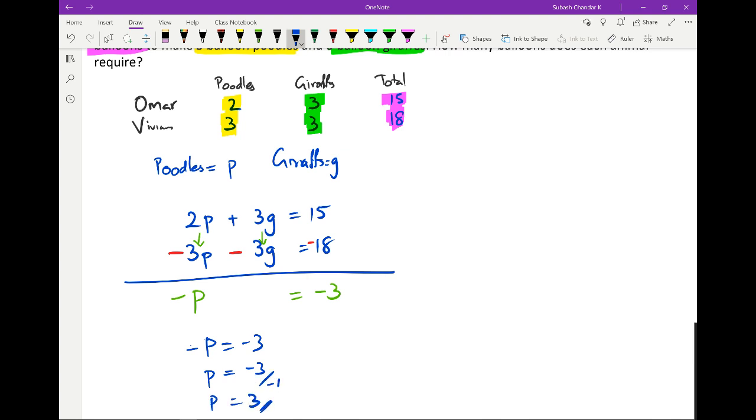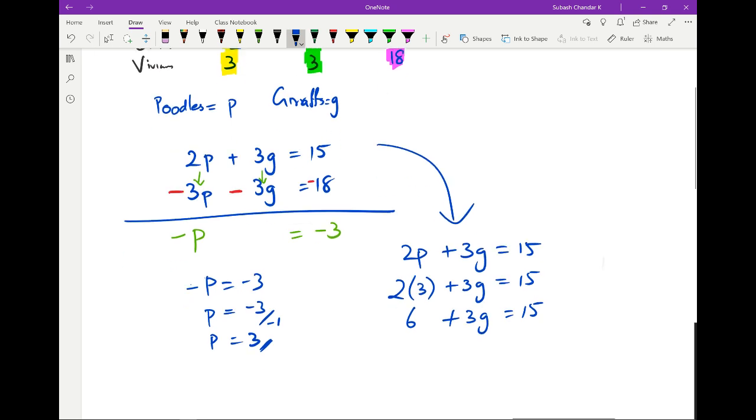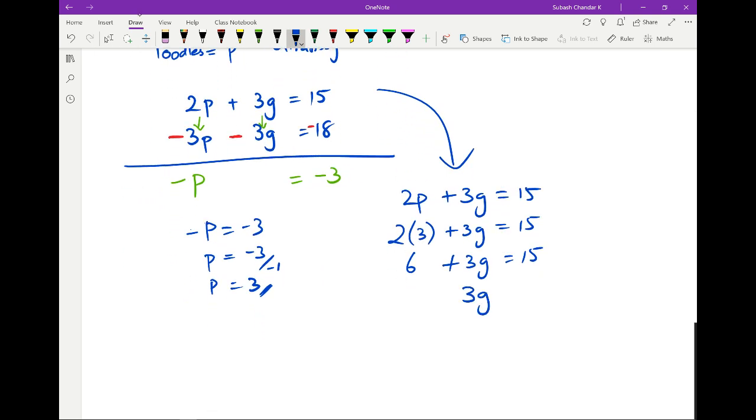Now if p is equal to 3, you've got to figure out what g is. So we're just going to use one of these equations. We're going to use 2p plus 3g equals 15. What we have is 2 times 3 plus 3 times g equals 15. 6 plus 3g is 15. And then we've got 3g equals 15 take away 6, so 3g equals 9. And g is equal to 9 over 3. So g is equal to 3.